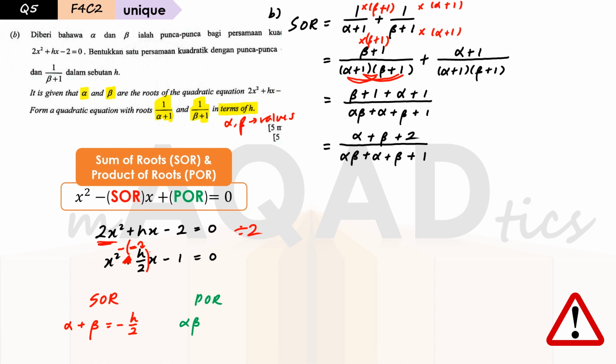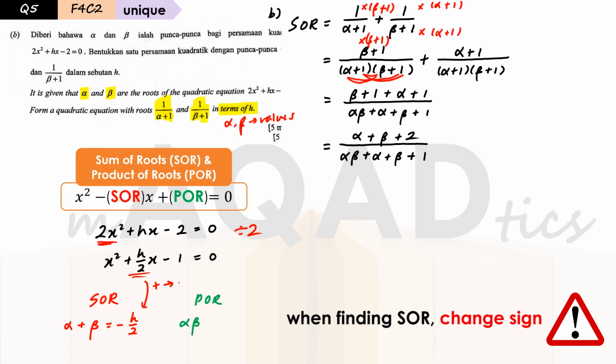This is also one of the things students will always forget. If we want to figure out the SOR, there's actually an easy way to do this. If we want to find out the SOR from an equation, what we need to do is just, if you see it's a positive value, we change it to negative. If we see it's a negative value, we change it to positive. So for this case, it's positive h over 2, so once we extract the SOR, it would be negative.